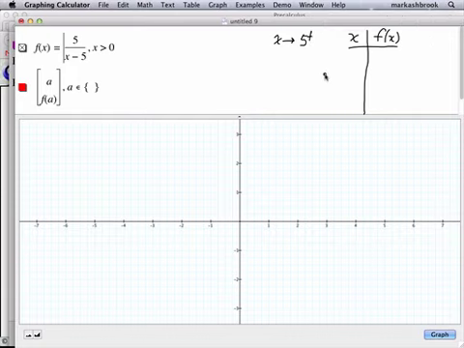So these arrows indicate a sequence of numbers. So x is a sequence of numbers approaching 5 from the right. What sequence of numbers could we use for that? Can I start with 3? Can I start with 4? What do I want to start with?